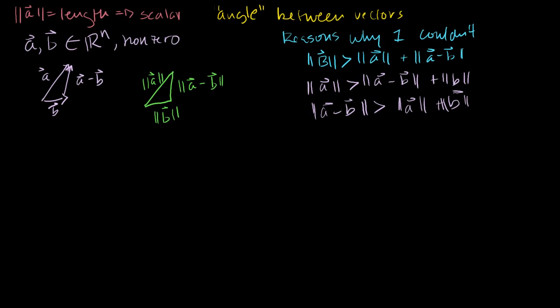So what does the triangle inequality tell us? The triangle inequality tells us that if I take the length of the sum of two vectors, these are non-zero vectors, that is always going to be less than or equal to the sum of each of their individual lengths. So let's see if we can apply that to this triangle right here.